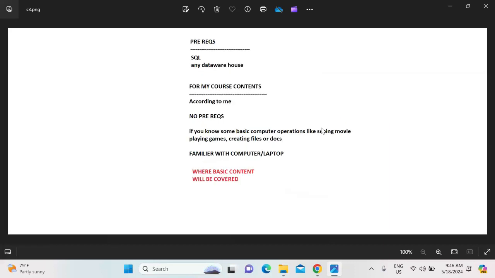Next, coming to the prerequisites. If you have SQL knowledge, any data warehouse knowledge, or any IT knowledge, that is one of the best things. Even if you don't have that knowledge, no problem. From scratch itself, I will teach you what is a data warehouse, what is a database, what is SQL, everything from scratch. According to me, no prerequisites are needed.